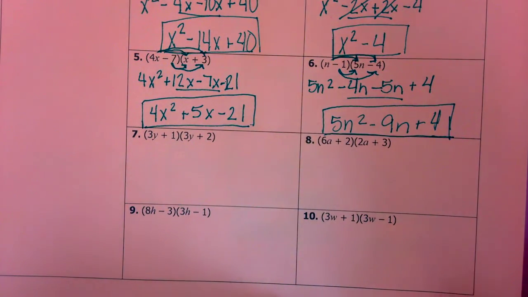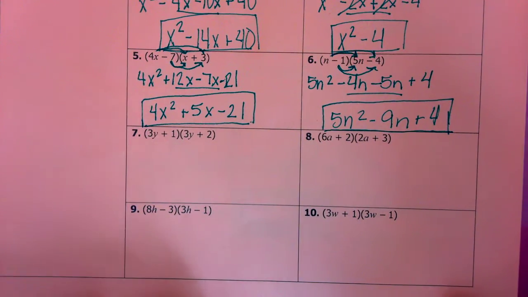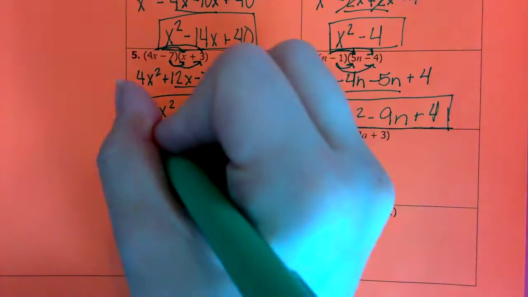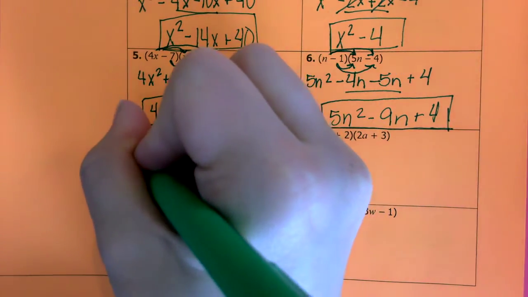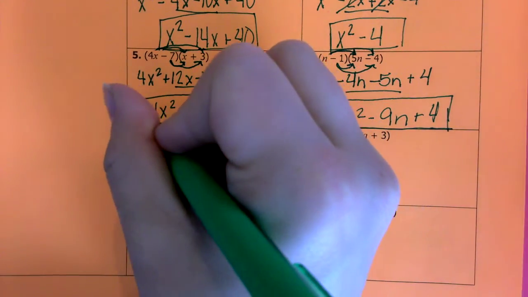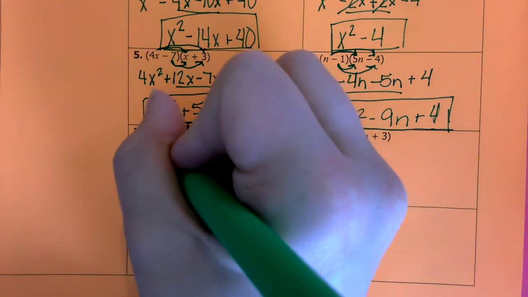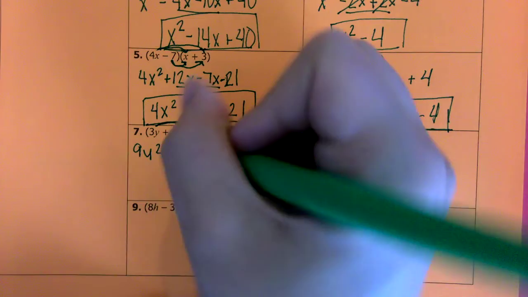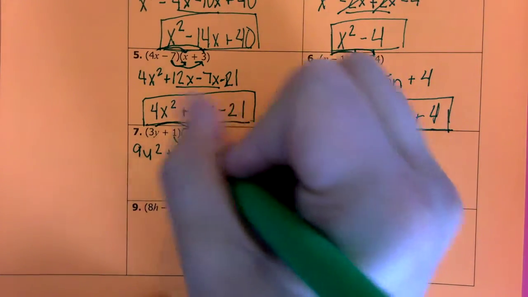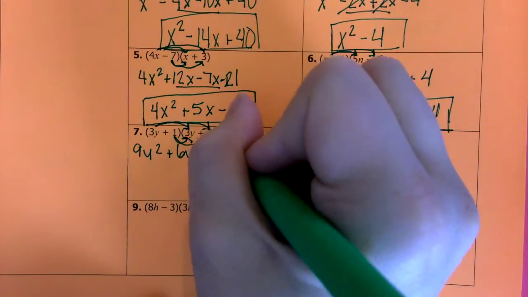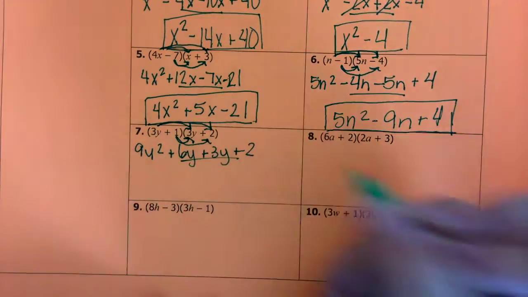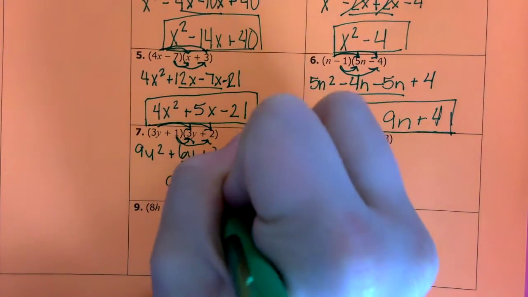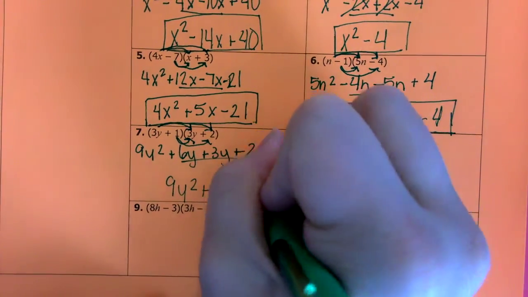Okay. On my next one now, when you multiply, I'm going to get 3y times 3y. Well, that's going to get me a 9y squared. I'm going to take 3y times 2 to get me a 6y. 1 times 3y gets me 3y. And then 1 times 2 gets me 2. Combine those middle terms, so your final answer should be 9y squared plus 9y plus 2.